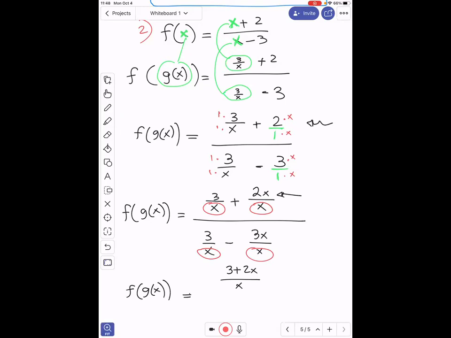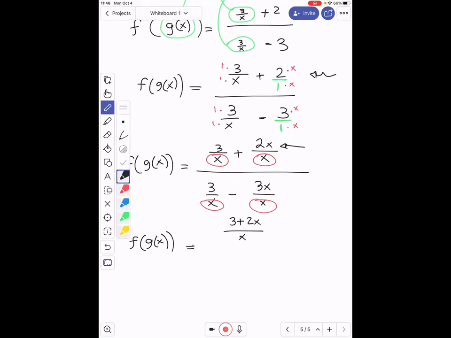Now, in the bottom, we apply the same thing. We have a common denominator, which is x. We're going to keep this common denominator, and then we're going to subtract the top. So that's 3 minus 3x.